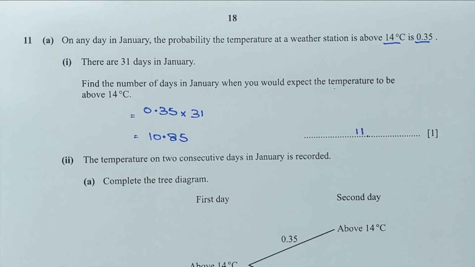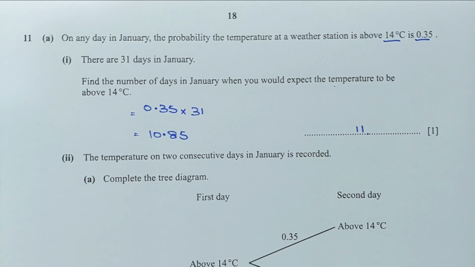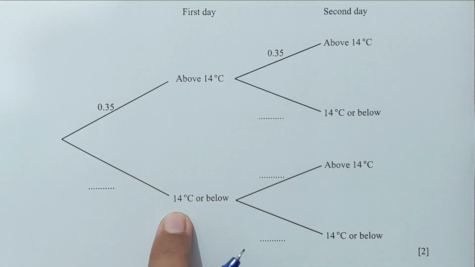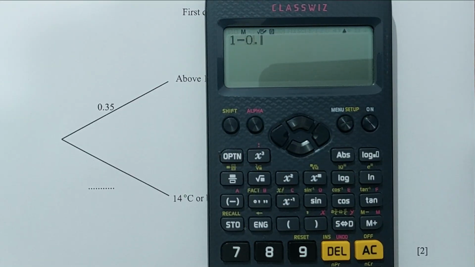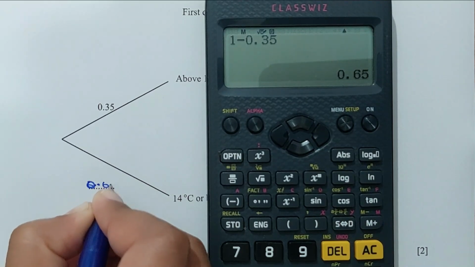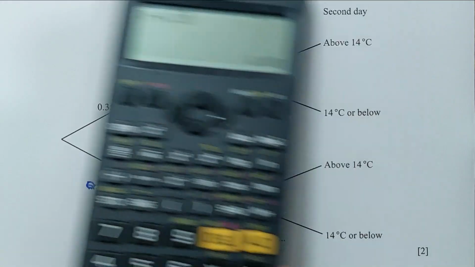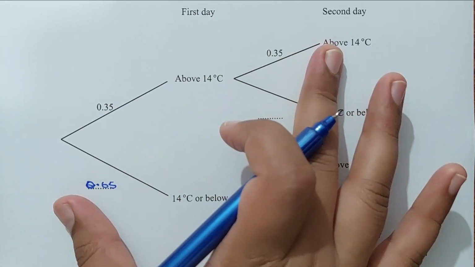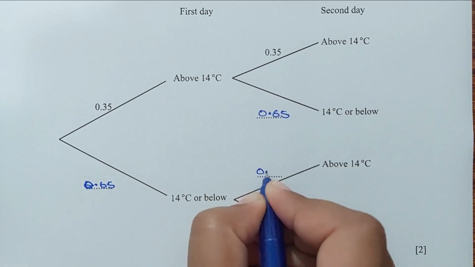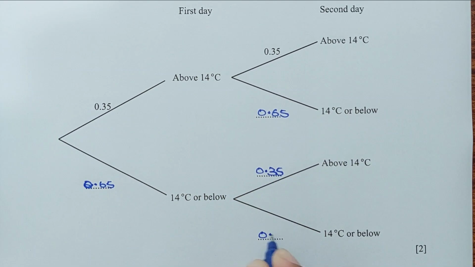Now for the second part, the temperature on 2 consecutive days in January is recorded. Part A, complete the tree diagram, the first day and the second day, above 14 and below 14 degrees or below. We know that the sum of probability is 1. So 1 take away 0.35 is 0.65. This is the temperature when it is 14 or below. Above is 0.35, and below is again 0.65.